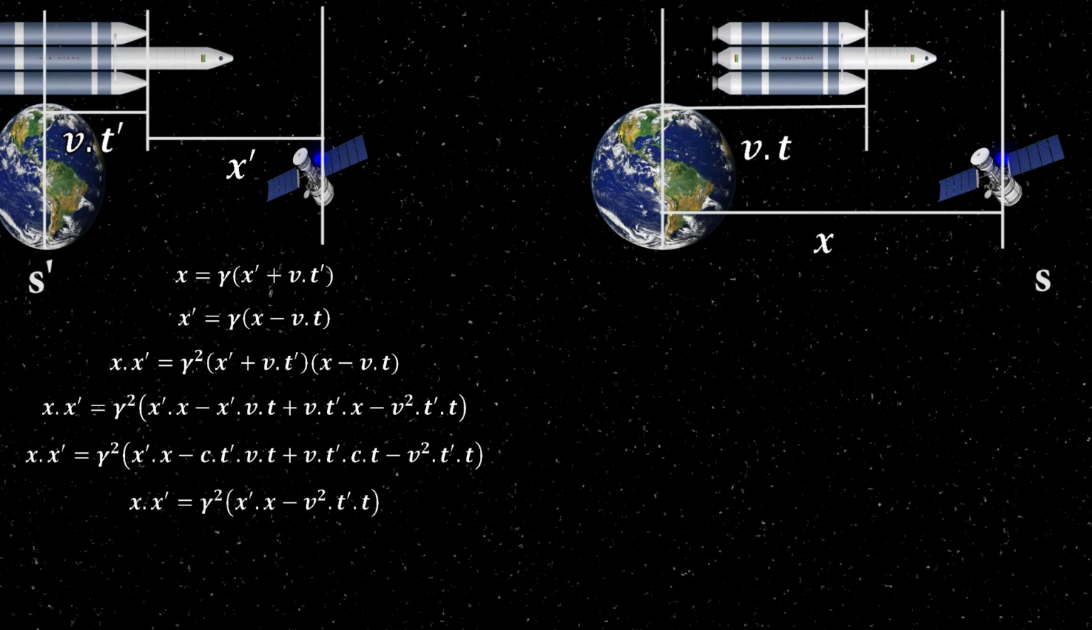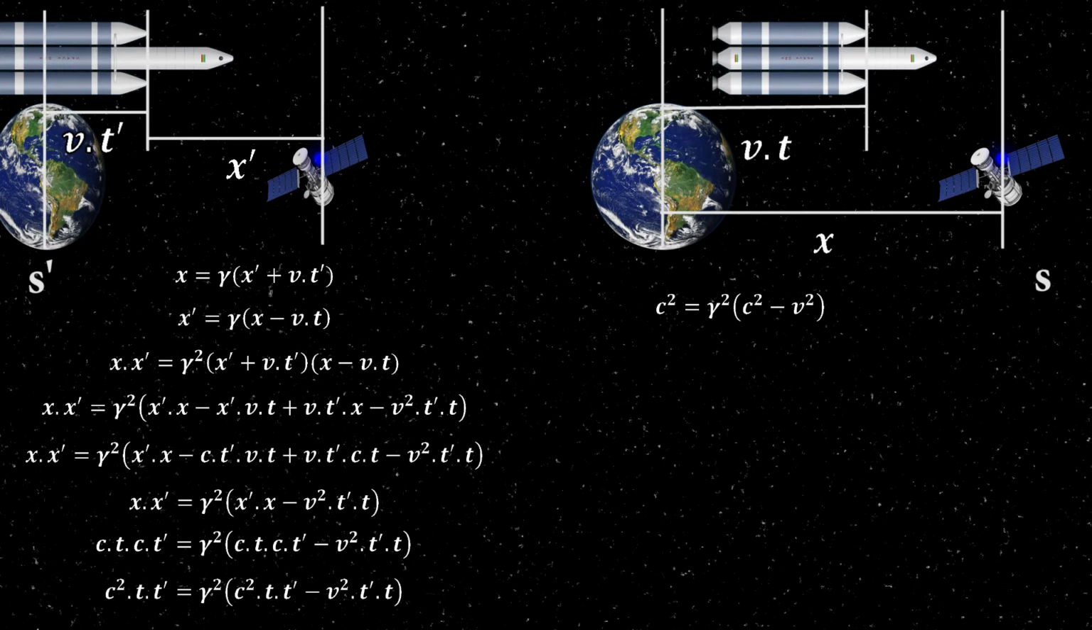Now we will substitute all x's by ct's according to the previous example. And after doing that, we simplify. We are now left with an equation that has the term t multiplied by t prime in both sides. So to simplify even further, let's divide left and right by t multiplied by t prime. Move the brackets to the other side, and let's switch the equation around to get gamma in front of the equal sign. Divide the numerator and denominator on the right side by c squared to simplify the fraction. Then take the square root from both sides to find a very familiar equation.